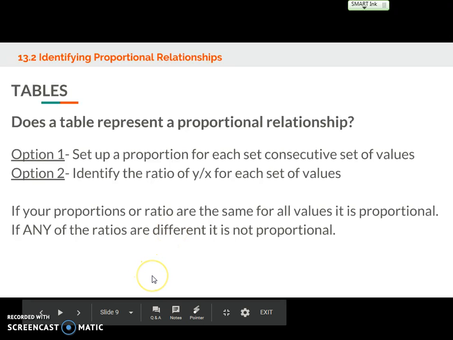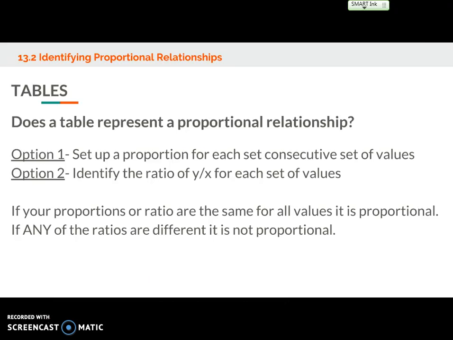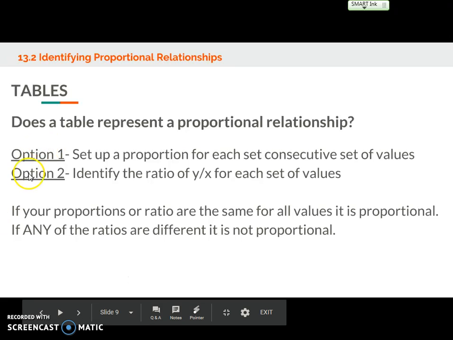If your proportions or ratios are the same all the way through the table, then you can say it's proportional. If any of the ratios are different, it is not proportional. So if you're getting them to be the same, you have to keep working. Whenever you get a no, then you can stop and say it's not proportional. Okay, so make sure you have these options written down here.